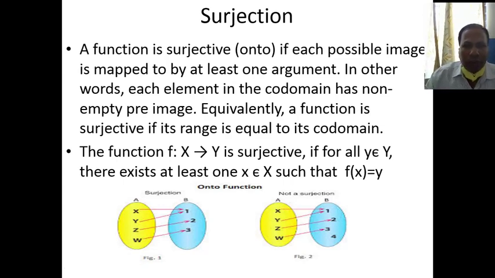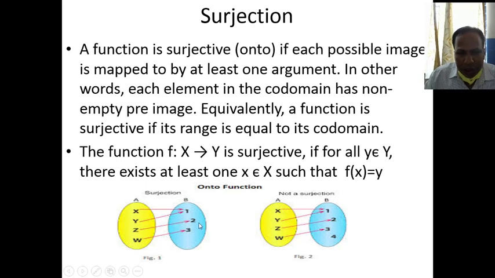Next is the onto function or surjection or surjective function. A function is surjective if each possible image is mapped to by at least one argument. In other words, each element in the codomain has a non-empty pre-image. Or you can say a function is surjective if its range is equal to its codomain.